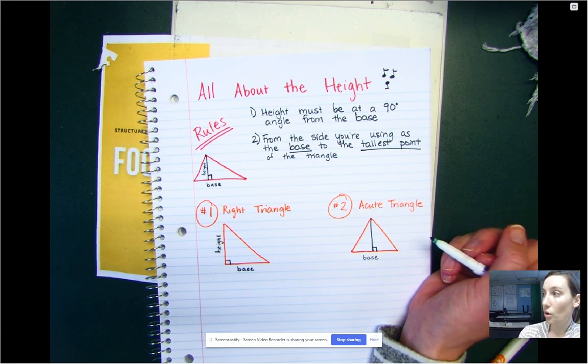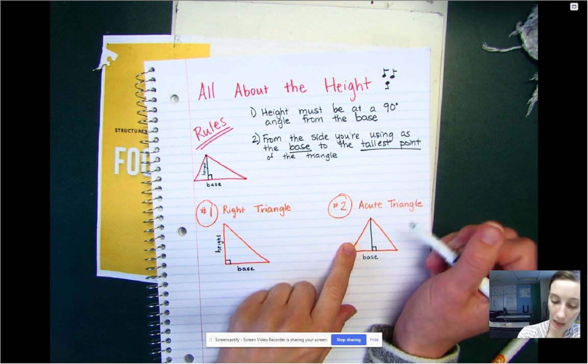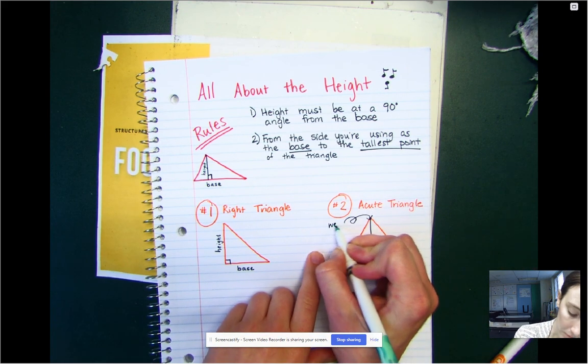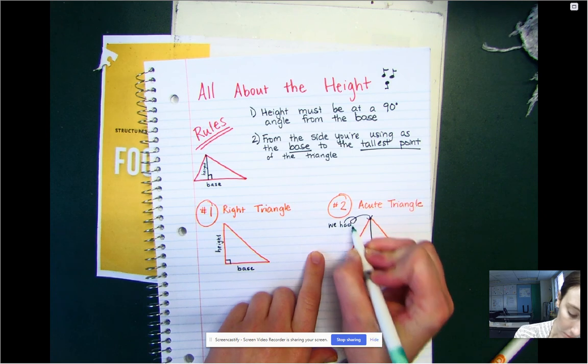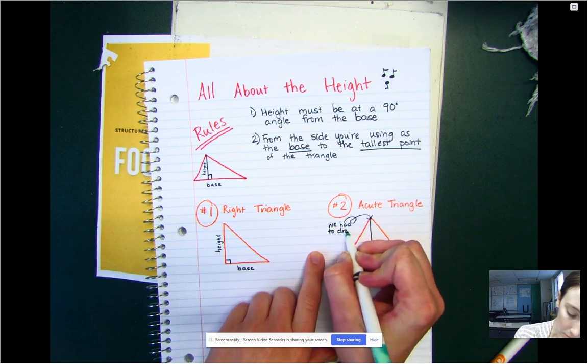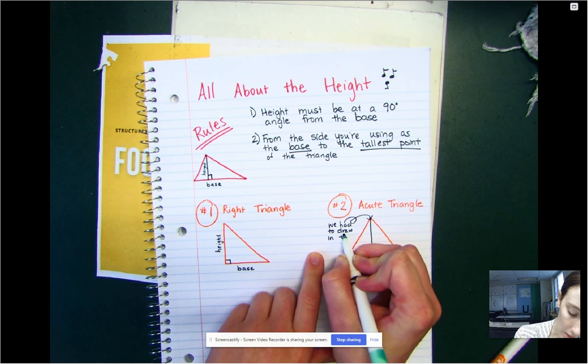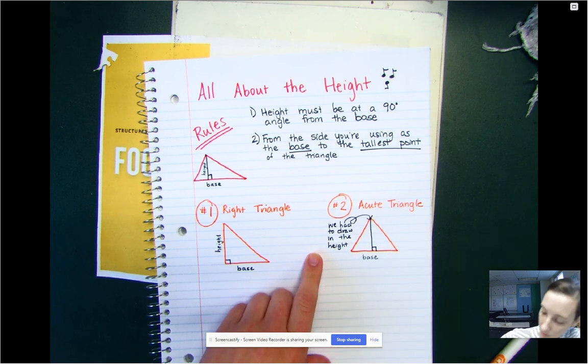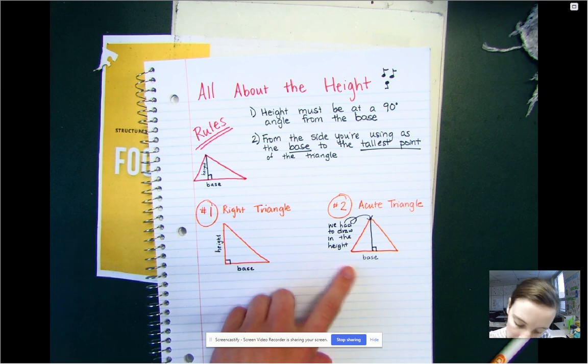90-degree angle. So we were given the base, but we had to draw in the height. Okay, which is this right here.